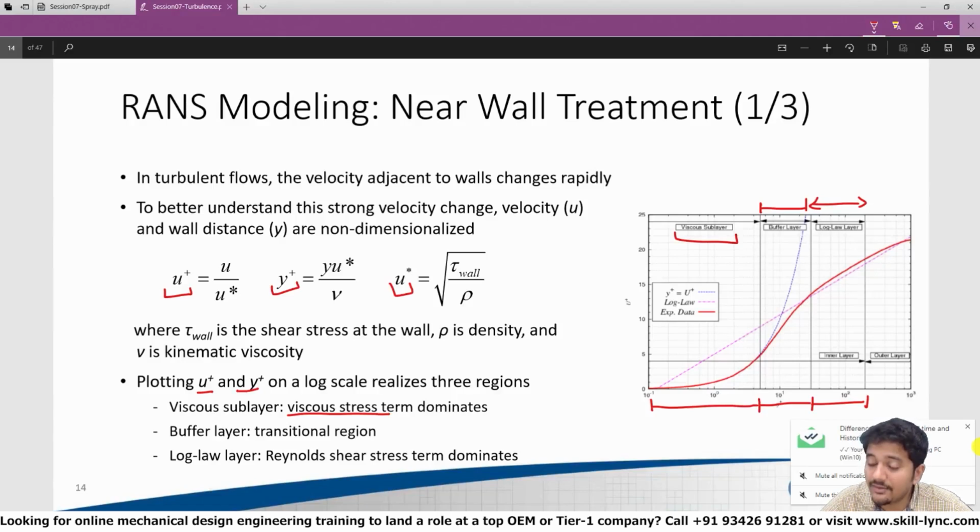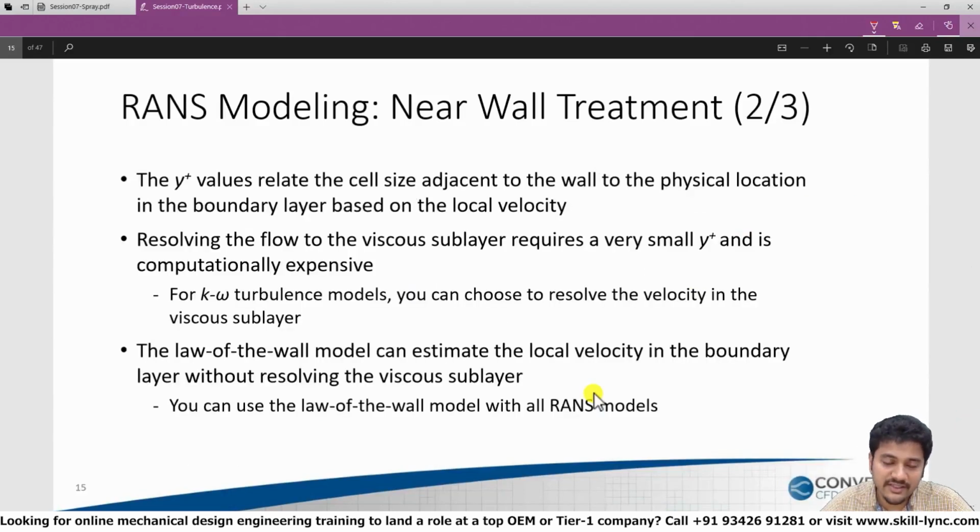In other words, inside the viscous sublayer, your molecular viscosity, your mu molecular viscosity dominates, whereas in the log law region, you have your mu turbulence viscosity that dominates. So why is it important to understand this plot? Well, depending upon your turbulence model, the location of the first cell needs to be placed accordingly. Now, if you're using the standard K epsilon model, it's what you call a high Reynolds number model, which means it cannot have its first cell in the viscous sublayer.